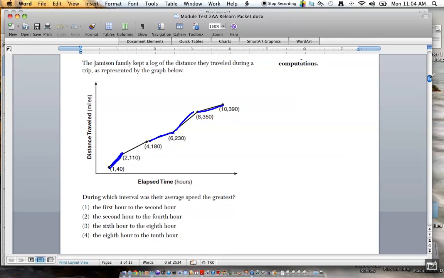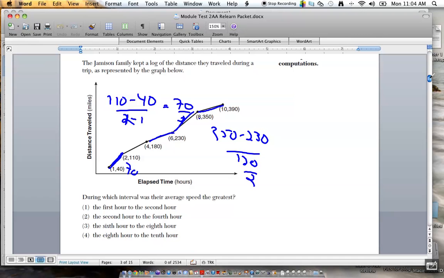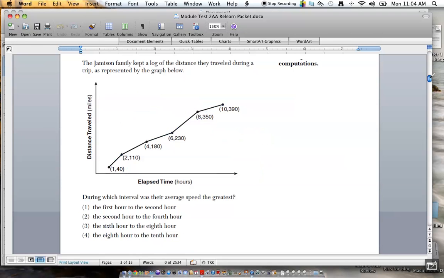And if I do the rate of change, 110 minus 70, minus 40, it equals 70, over 2 minus 1. And that works out to be a rate of change of 70. This one over here would be 350 minus 230, which is 120, but it's also over 2, so that's 60. 70 is clearly bigger, so it's choice 1. The first hour to the second hour, that's when the speed is the greatest. They cover 70 miles in an hour, if you will. And in the other case, they're covering 60 miles in an hour.